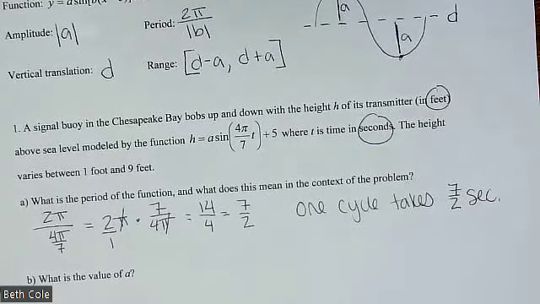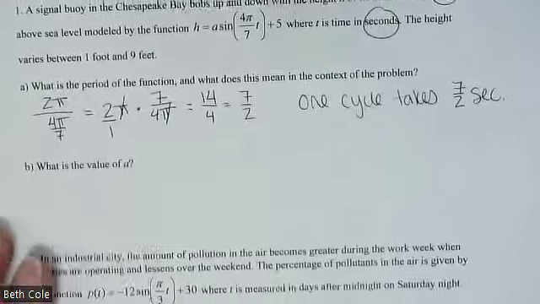That's the definition. One cycle is however long that is. And you can word that a bunch of different ways. You can say it takes 7/2 seconds to do one cycle or whatever. But anyway, that's the definition of what the period of a function is. All right, and then what is the value of A?